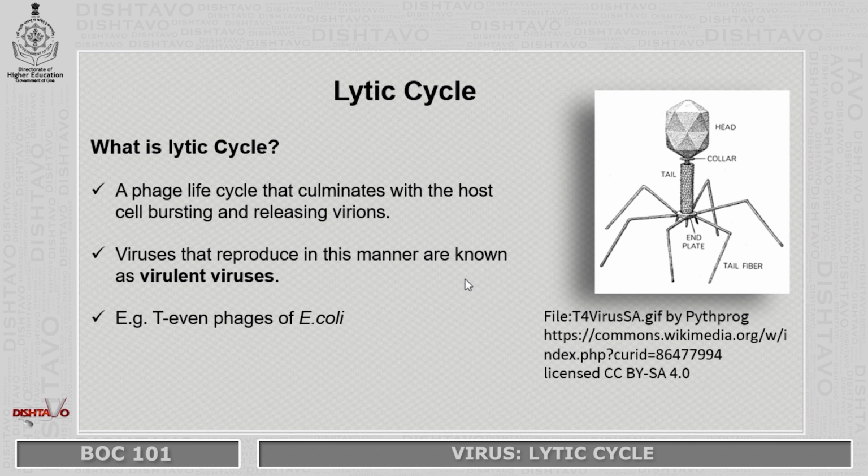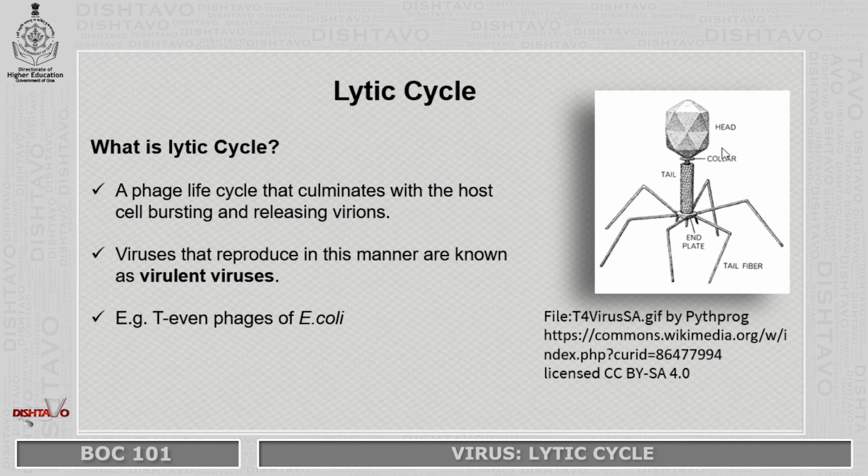The best example that is studied is the T-even phages of E. coli. T-even phages include T2, T4, T6 phages, but when we talk of Lytic cycle, it is usually the T4 phage which is studied extensively on the host cell, that is the E. coli. Now if you look over here, there is a diagram of the structure of a T4 bacteriophage. If you look closely at this structure, it has a few components. It is a simple structure, yet it has a very great mechanism.